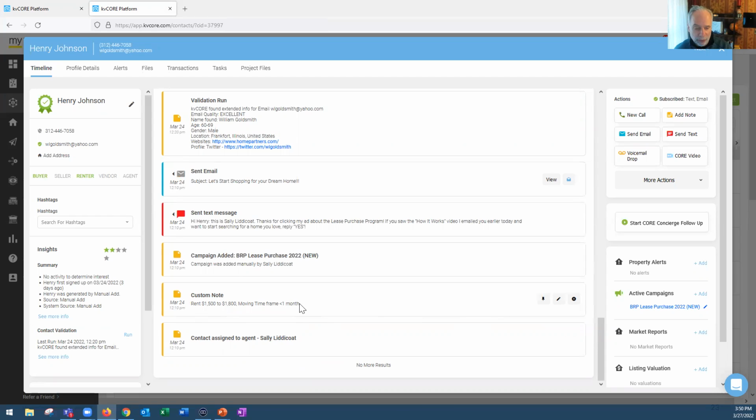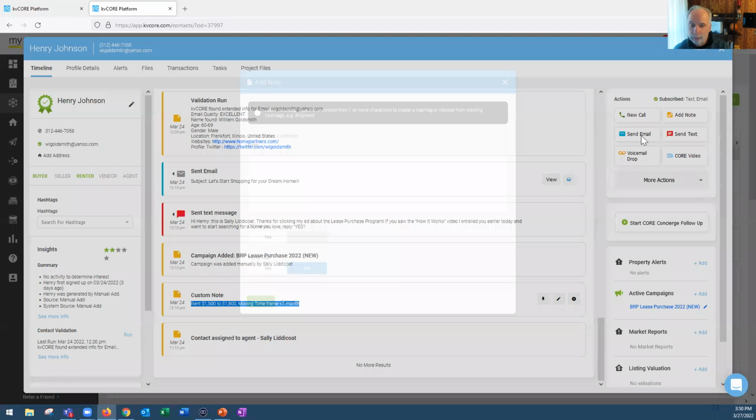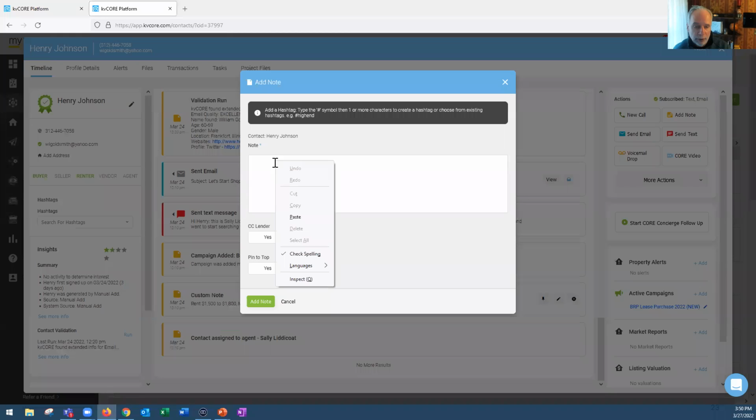And here are the answers to those two questions. When are you looking to move? How much rent are you looking to pay? That's going to be in the custom note. So I want to push that note to the top of my campaign so I remember that information. So I hit add note over here, paste it in there, and then go ahead and pin it to the top.